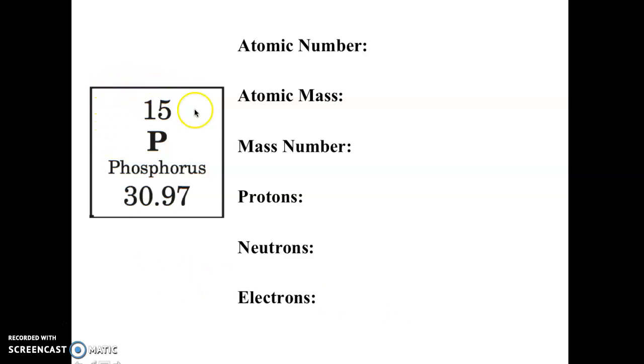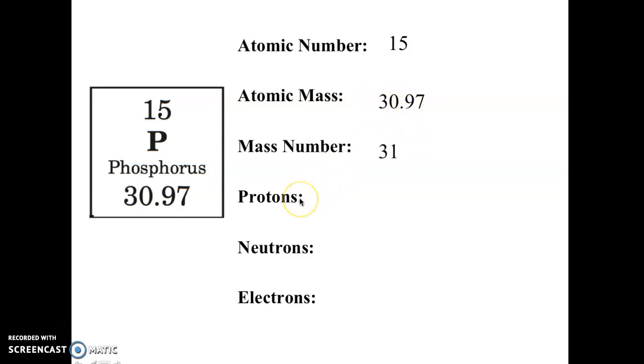So this is the box for phosphorus on the periodic table. That's literally just a screenshot straight from the periodic table. So phosphorus, our chemical symbol is P. The atomic number for phosphorus is this big number right here, 15. The atomic mass, 30.97. The mass number, so that's going to be 30.97 rounded to a whole number, so that would be 31.